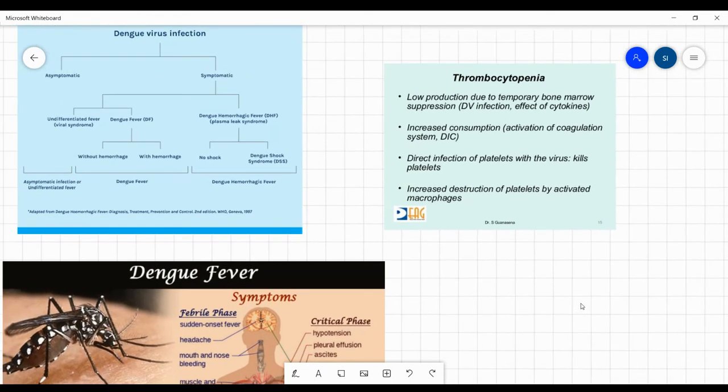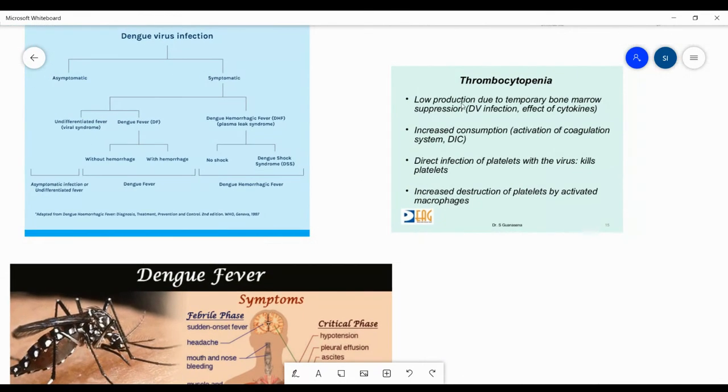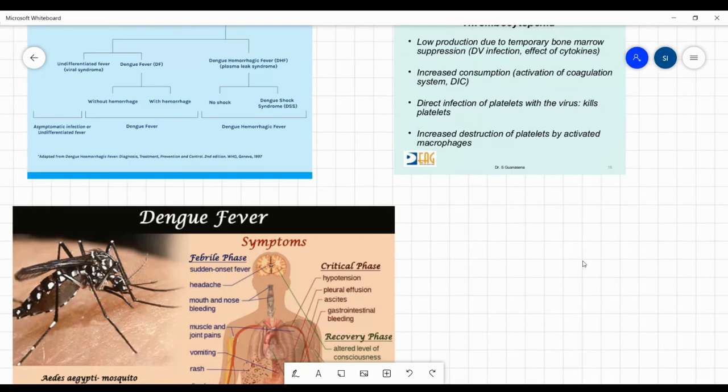So the platelet count is decreased because of low production, increased consumption, increased destruction, and direct infection of platelets by the virus. Okay, so low production in the bone marrow, increased consumption because of DIC, increased destruction by activated macrophages, which is the own immune system, and then there is direct infection of platelets, which will kill the platelets. So this is the reason behind the clinical symptoms.